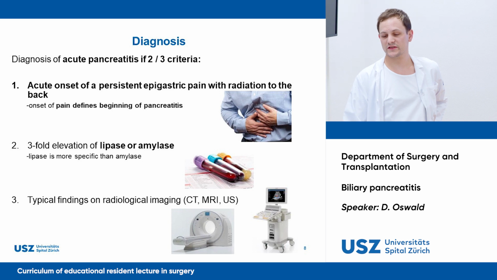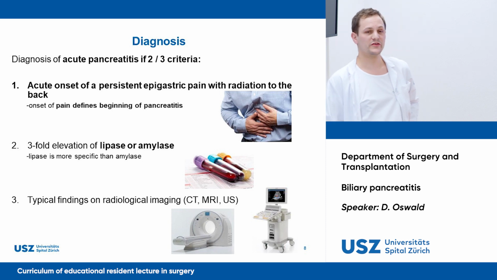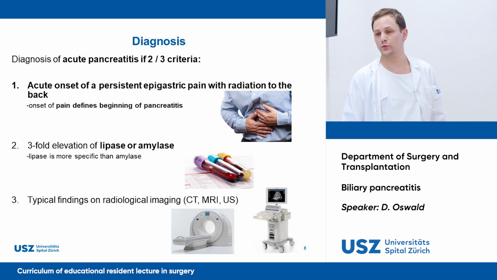The third criterion is a typical finding on radiological imaging, which can be a CT scan, an MRI, or an ultrasound. But if you only need 2 out of 3 criteria, that means the presence of the typical pain and the laboratory constellation is sufficient to make the diagnosis and no imaging is needed. It's important to say that the intensity of the pain is neither decisive for the course nor for the inflammation of acute pancreatitis, and the level and course of pancreatic enzymes have no prognostic value.